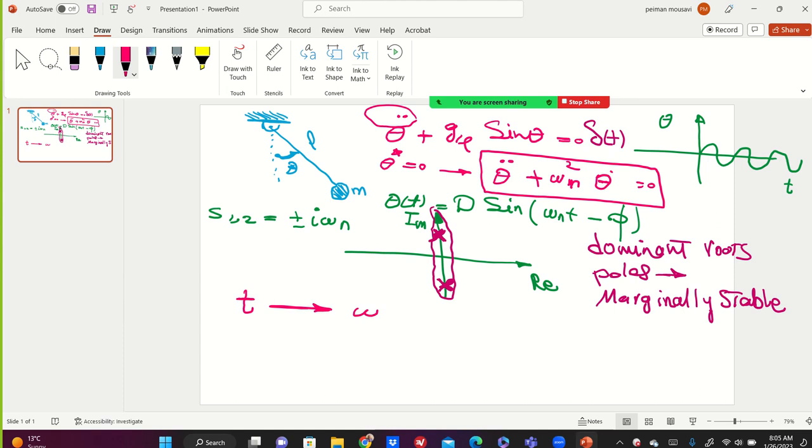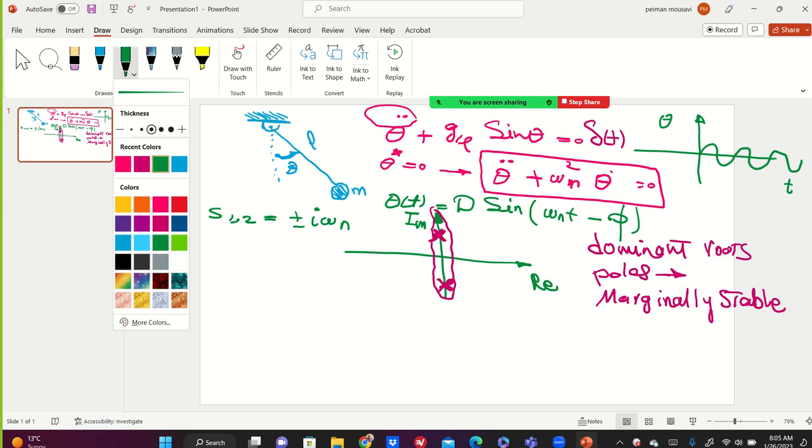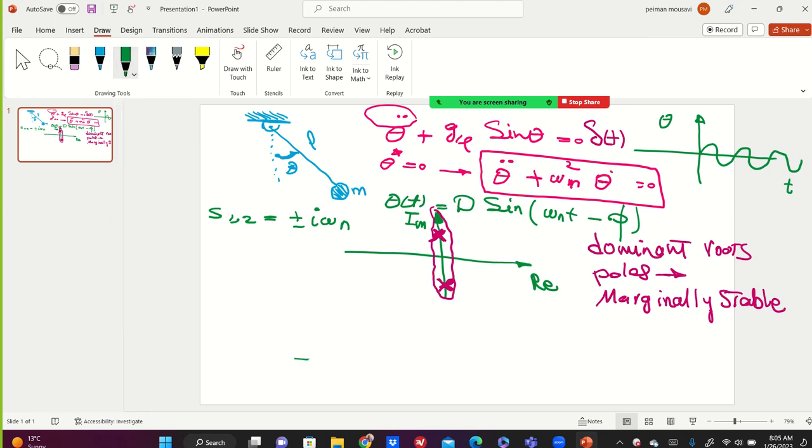Okay? So before again going to MATLAB, we have to finish this topic and give you a good sense of stability of systems, because in the first order system, second order system, or higher order system that we're going to model, we have to deal with this.